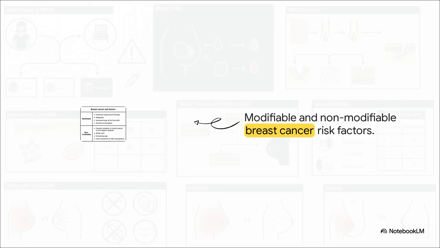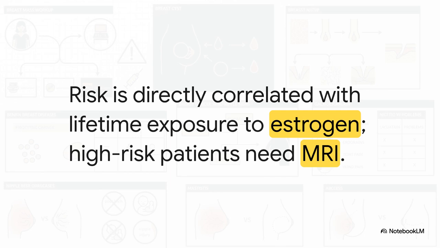Nulliparity and increased age at first live birth are also huge factors because they prolong the unbroken span of menstrual cycles. The overarching principle tying so many of these risk factors together is that breast cancer risk is directly correlated with lifetime exposure to estrogen. The more menstrual cycles a woman has in her life without the anovulatory break of pregnancy, the higher the continuous estrogenic stimulation on her breast tissue, and thus the higher the risk.